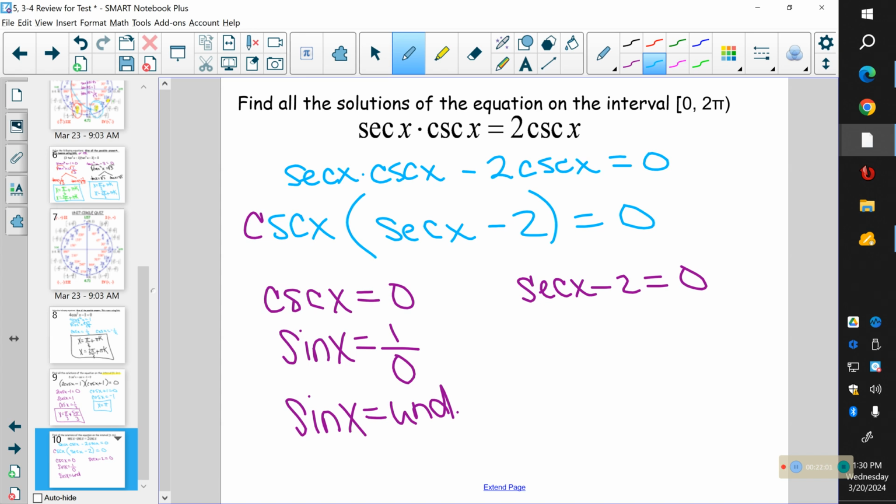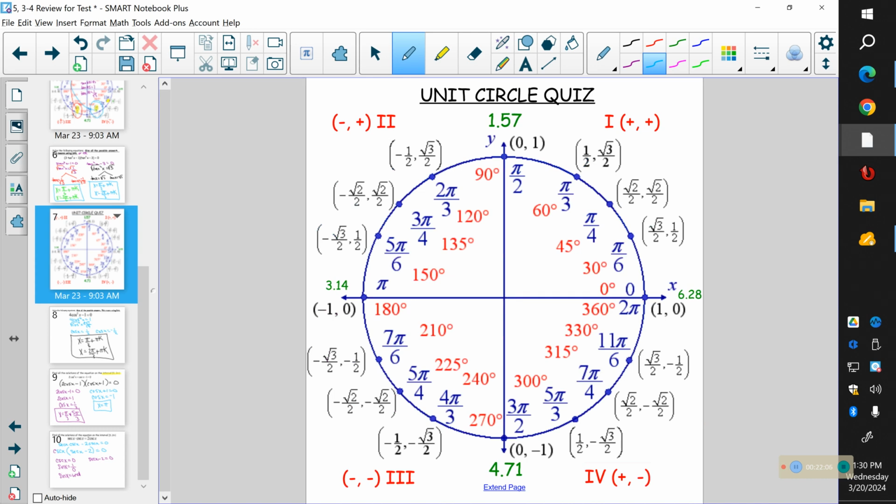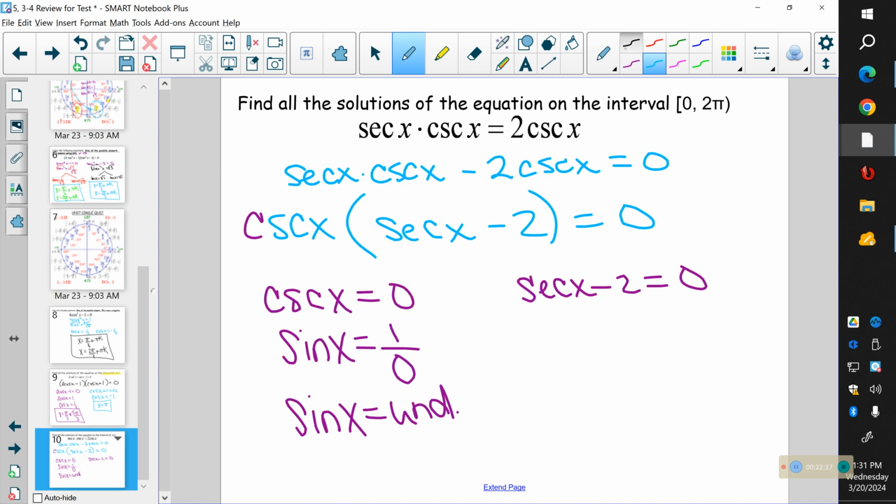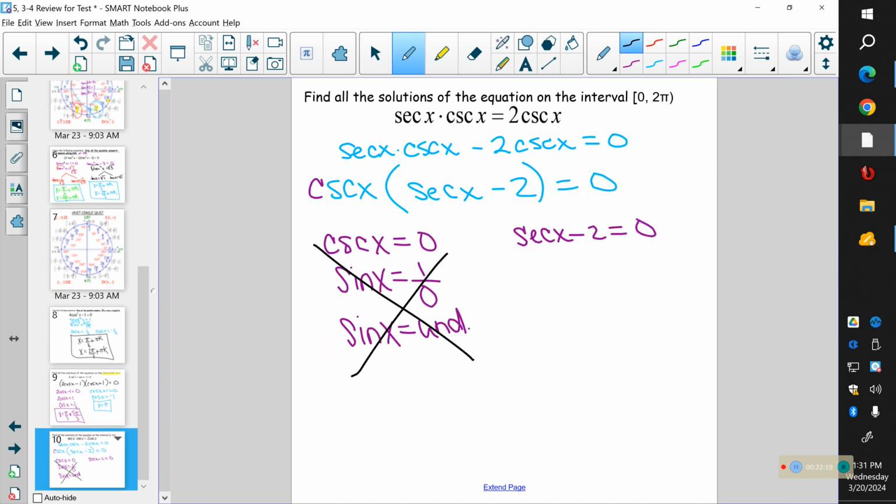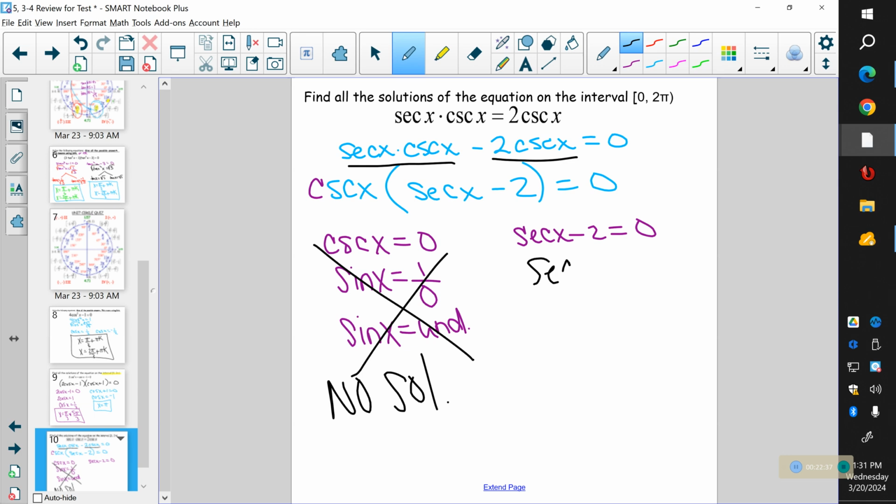Okay, let's ask this question one more time. Where is my sine, which is my y value, undefined? Never. Never is my sine value undefined. So therefore, this means there is no solution on that side. When you pulled out the GCF up top, are you treating the secant x times cosecant x as one term? Yeah. Okay, now, how do I do the secant of x minus 2? Add the 2 over.